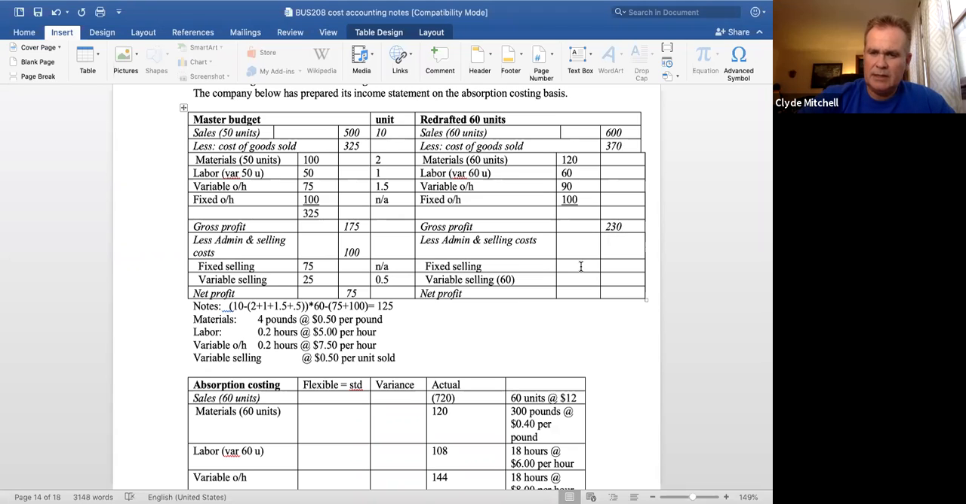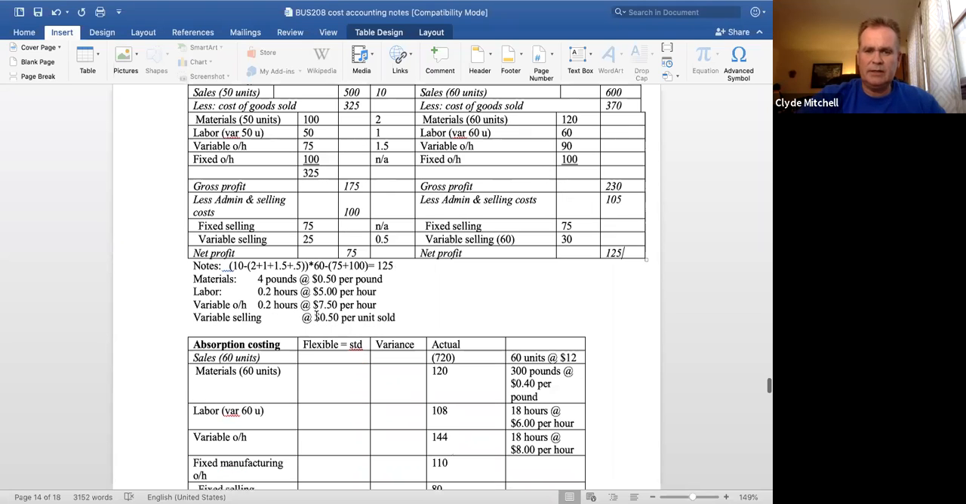What is the admin and selling cost going to be? Well, our fixed admin doesn't change, that's 75, but our variable admin for 60 units times 50 cents is going to be 30. So this is 105. 230 minus 105 gives us 125. And what did we expect? 125.